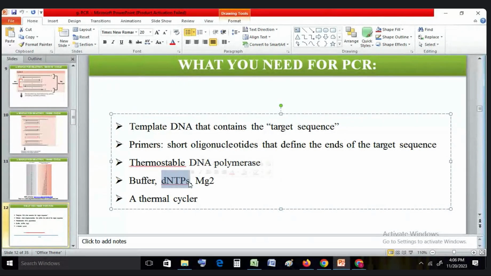So buffer is essential for pH maintenance. dNTPs are required for the newly synthesized DNA, and magnesium is required for the activity of the DNA polymerase. Now, if you add NTPs, not dNTPs, what is the problem? Do you know the difference between dNTPs and NTPs?